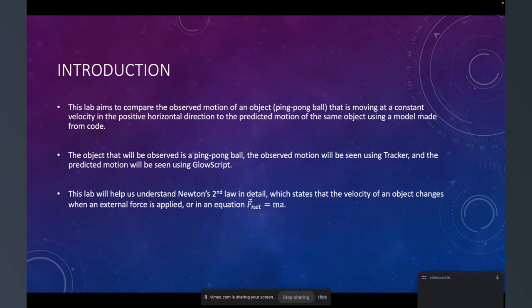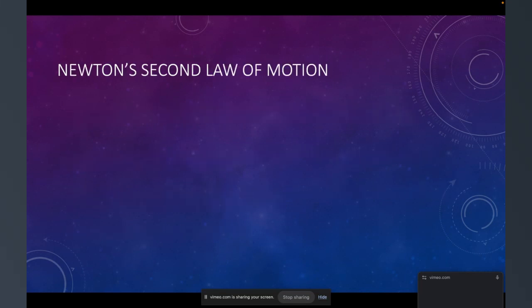This lab will help us understand Newton's second law in detail, which states that the velocity of an object changes when an external force is applied, or in an equation, the net force is equal to mass times acceleration. The system in this case will be the ping pong ball, and the surroundings will be everything else. It can range from the sun to even the table that's right underneath it.